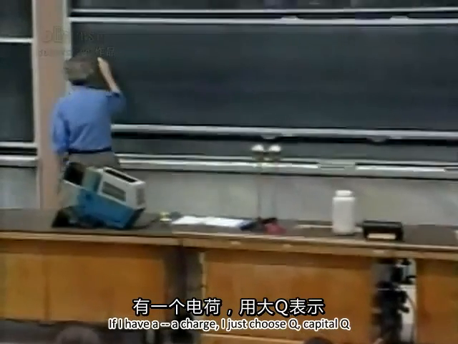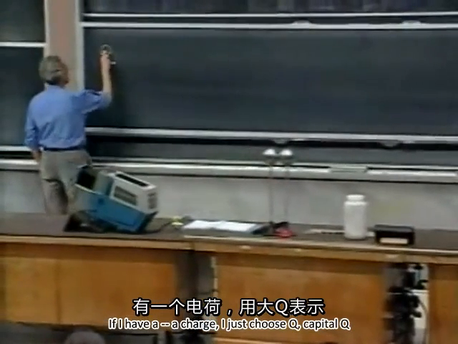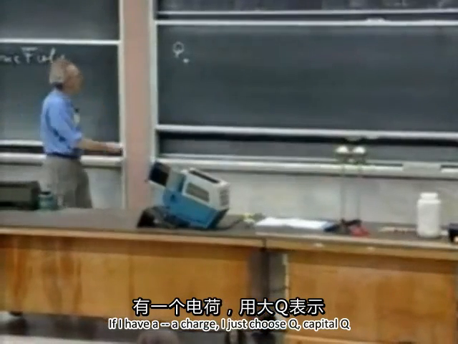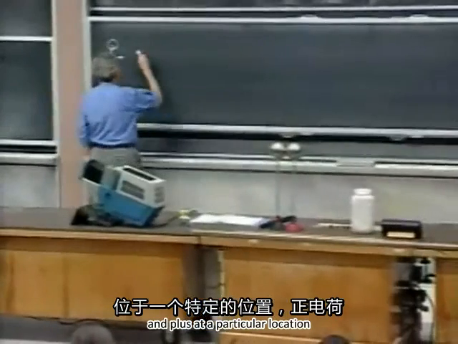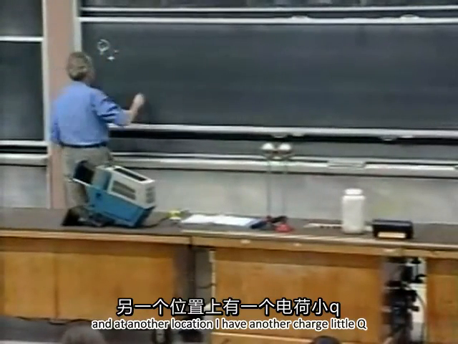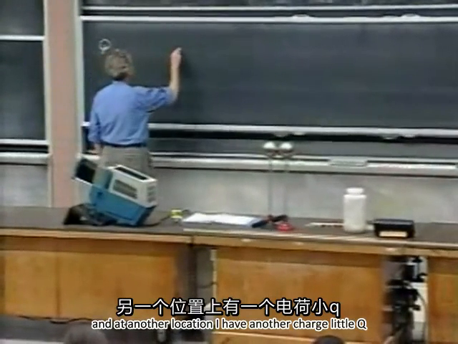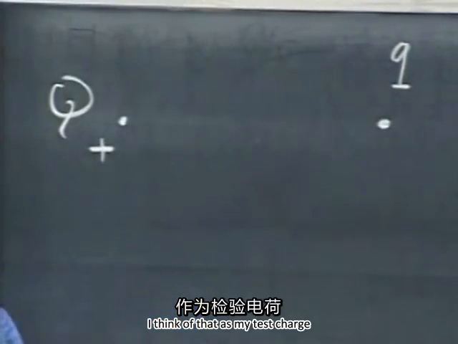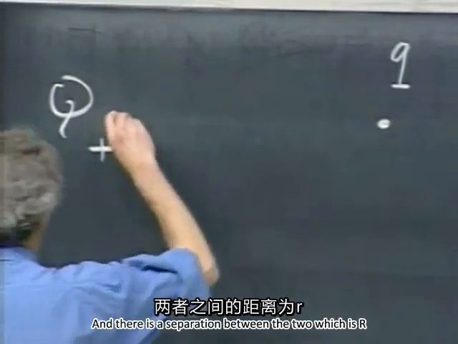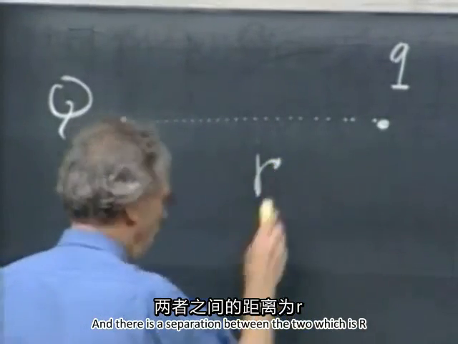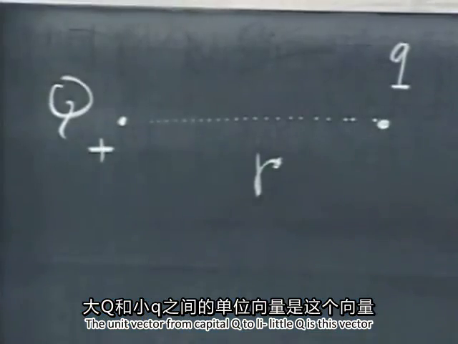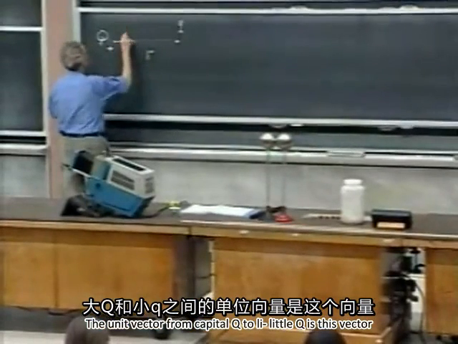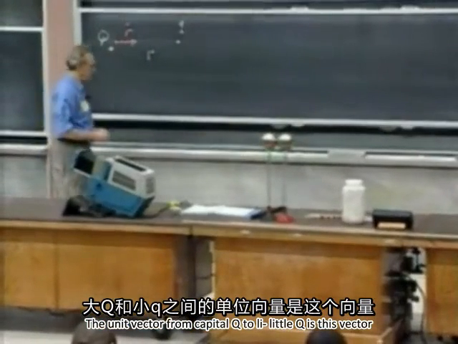If I have a charge, I just choose Q, capital Q and a plus at a particular location, and at another location I have another charge, little q. I think of that as my test charge. And there is a separation between the two, which is r. The unit vector from capital Q to little q is this vector.